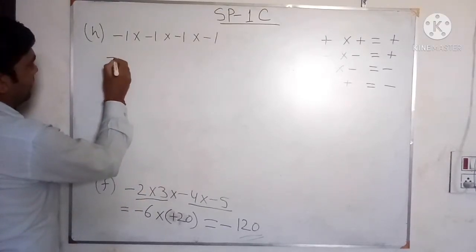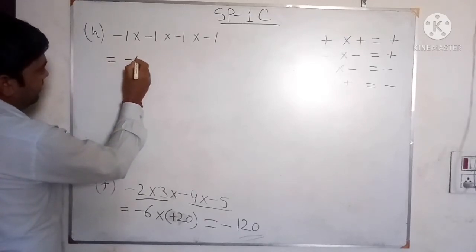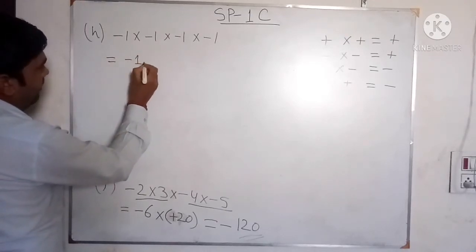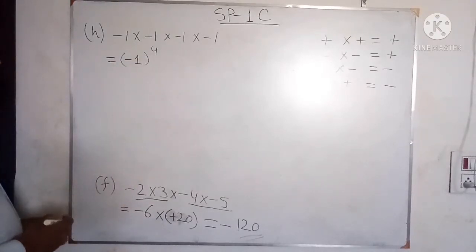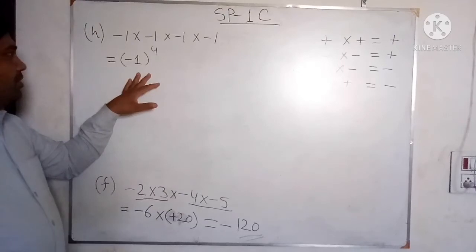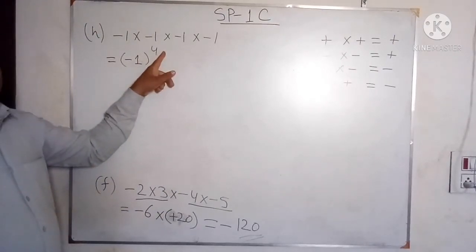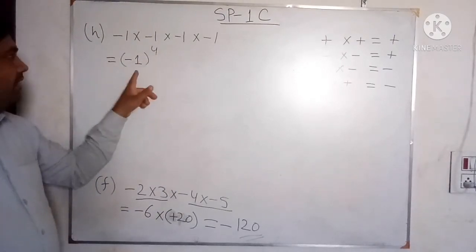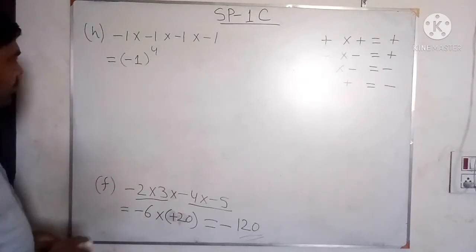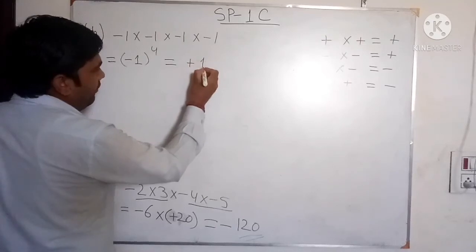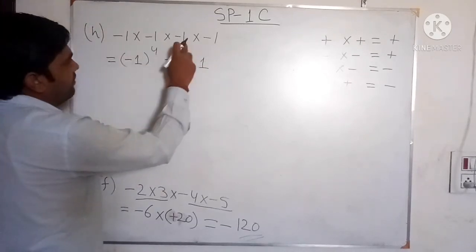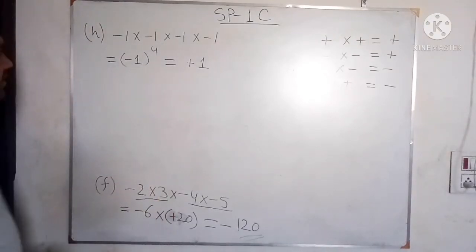So see how we can do that. Another method, write minus 1 to the power 4. This same number is multiplied by itself 4 times. So when the base is negative and the power is even, the sign will be positive. So you will get plus 1. Or when you multiply 1 by itself, 1 one is 1, 1 one is 1, 1 one is 1. One method is like this.